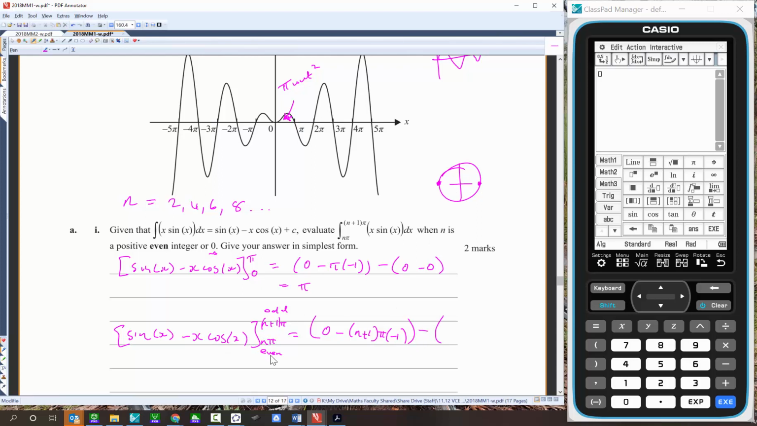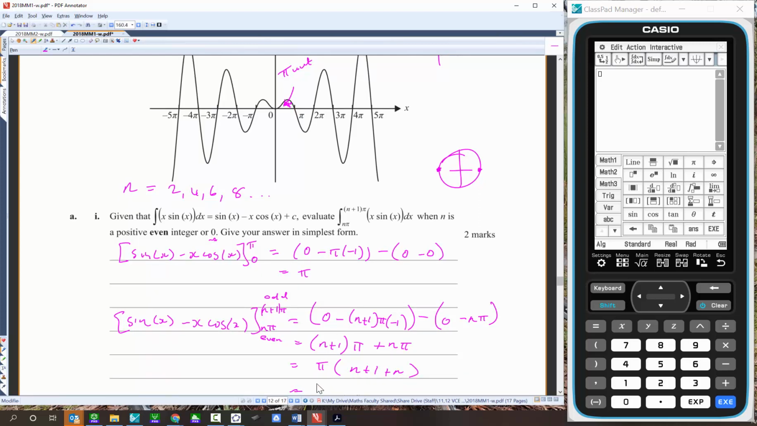Take away. All right, even pi goes into sine and it's still 0. n pi goes in there, so even pi, so that's not 2, that's n. N pi. All right, now let's do our evaluation. So that's going to be n plus 1 pi, take away, or rather plus, n pi. Let's pull out pi as a common factor, and we've got n plus 1 plus n, which is pi times 2n plus 1.